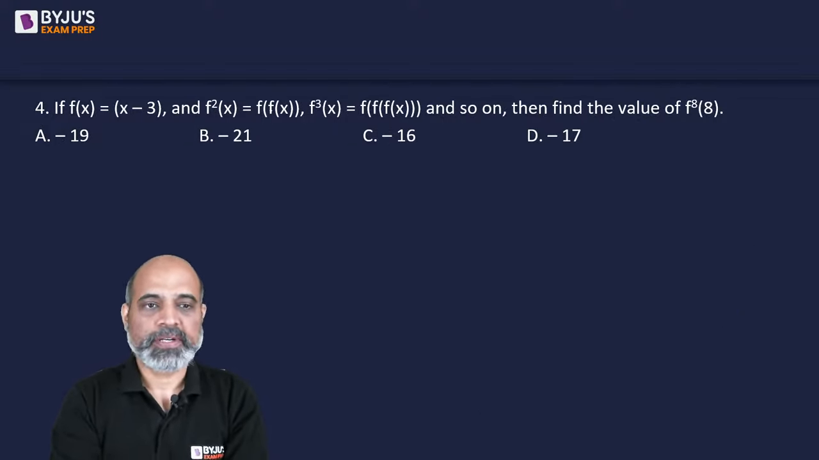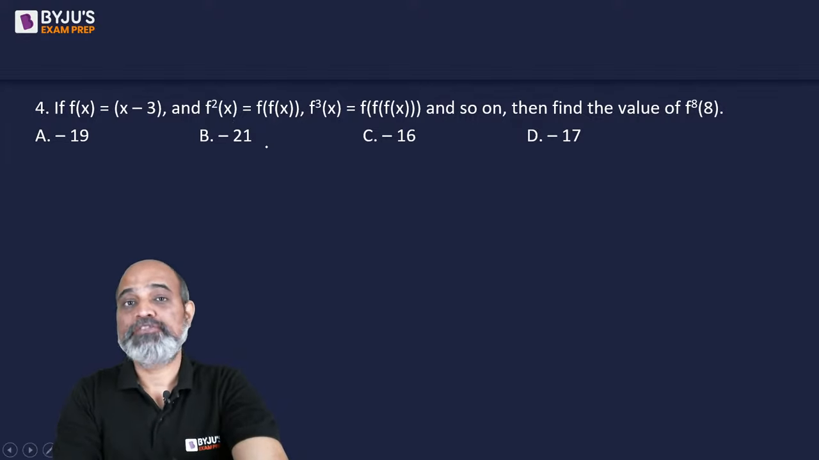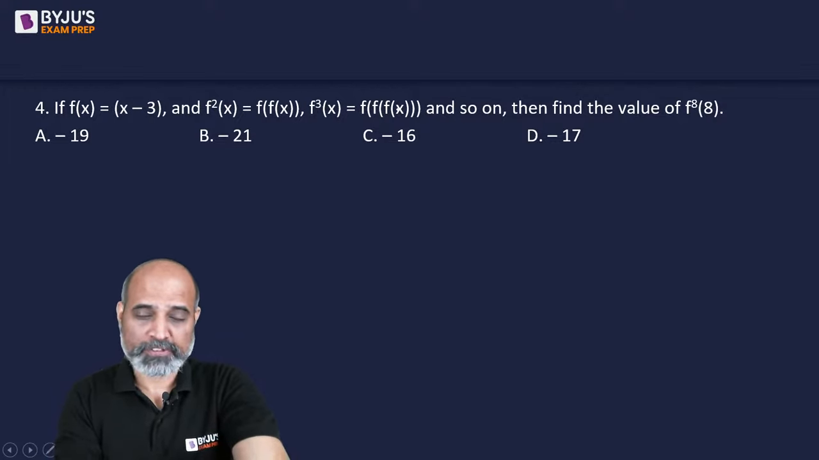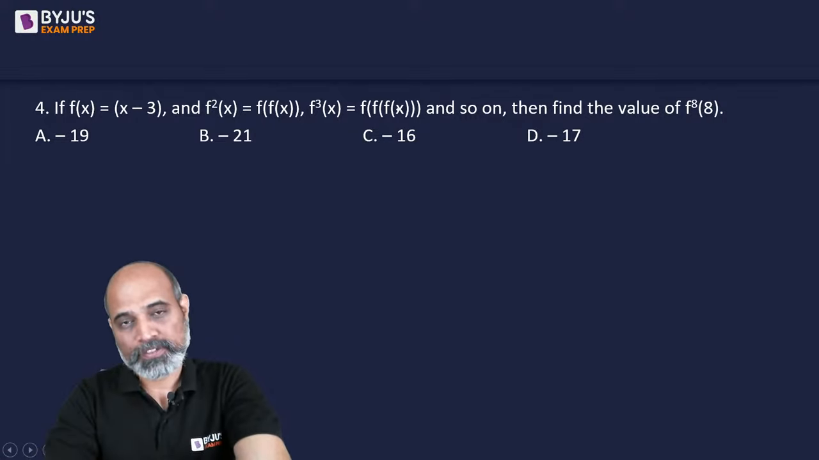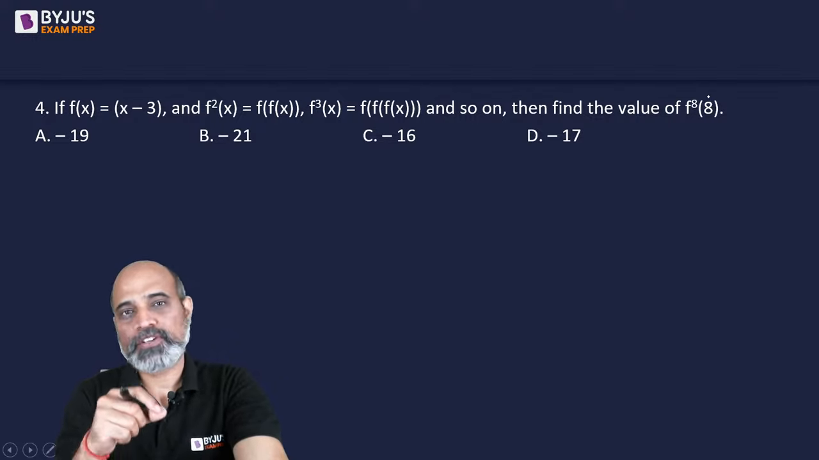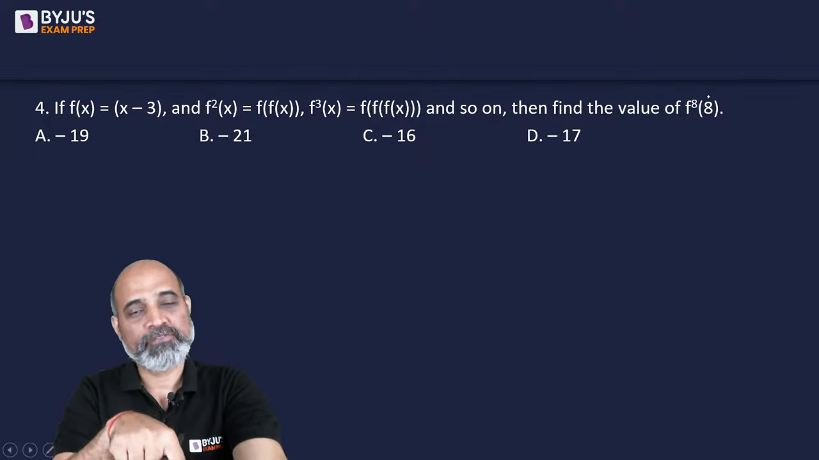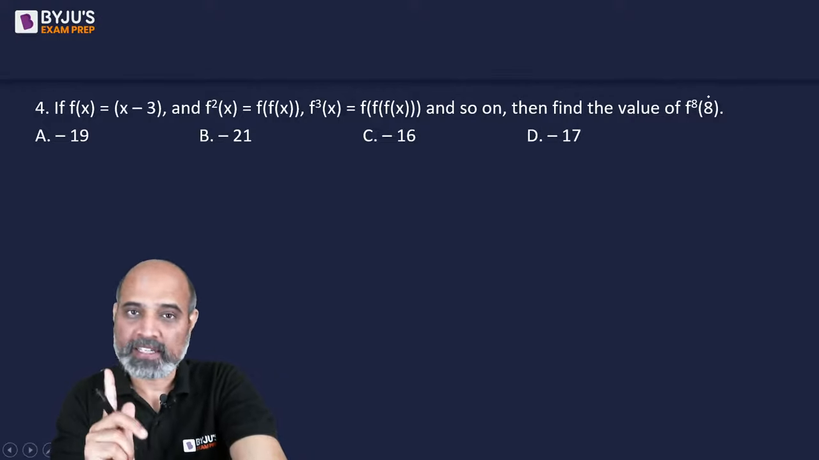Okay, the next one. If f of x is equal to x minus 3, and f square x means f of f of x, and f cube x is f of f of f of x. So this is recursive in nature, okay? These functions are called recursive. So when the function calls itself, then it's a recursive function. We need to find out the value of f of 8, 8 times. So f of 8, 8 means you need to find out f of 8, put it back in the same function. Once you get the value, put it back in the same function and keep doing this overall 8 times.